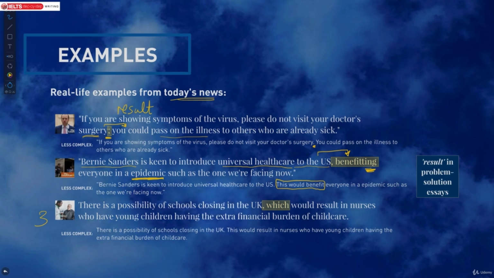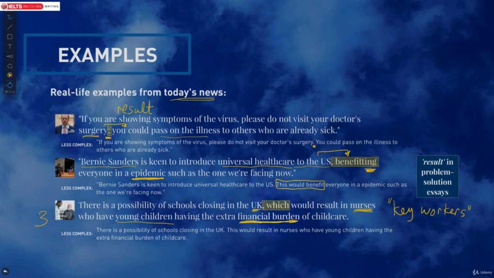Okay, and look at number 3 here. There is a possibility of schools closing in the UK, comma, which would result in nurses who have young children having the extra financial burden of childcare. Basically what they're saying is that nurses have to work because they are what they call in this country key workers. But if they have children who are not allowed to go to school, well, what are they going to do? Who's going to look after the children? They have to pay a nanny, and financial burden is talking about money, right? So the nurses have to pay somebody to look after their young children at home. So this is one of the problems that the government in the UK is facing.